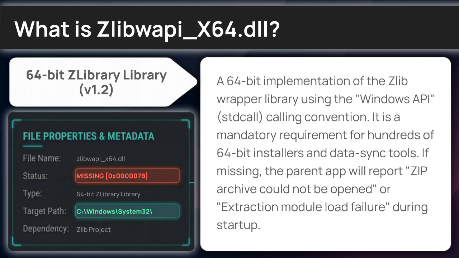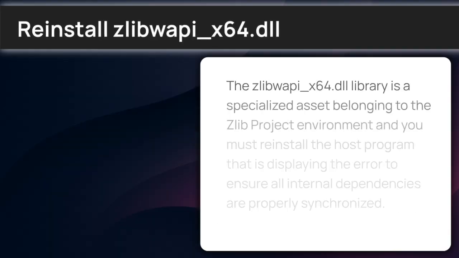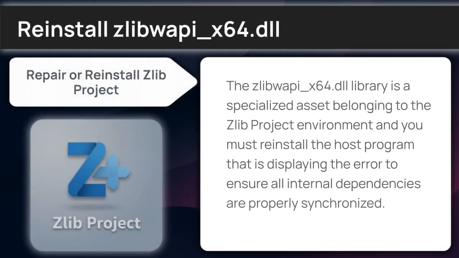Now let's dive into the solution, starting with a standard reinstallation. The Zlib Windows API 64 DLL library is a specialized asset belonging to the Zlib Project environment, and you must reinstall the host program that is displaying the error to ensure all internal dependencies are properly synchronized.